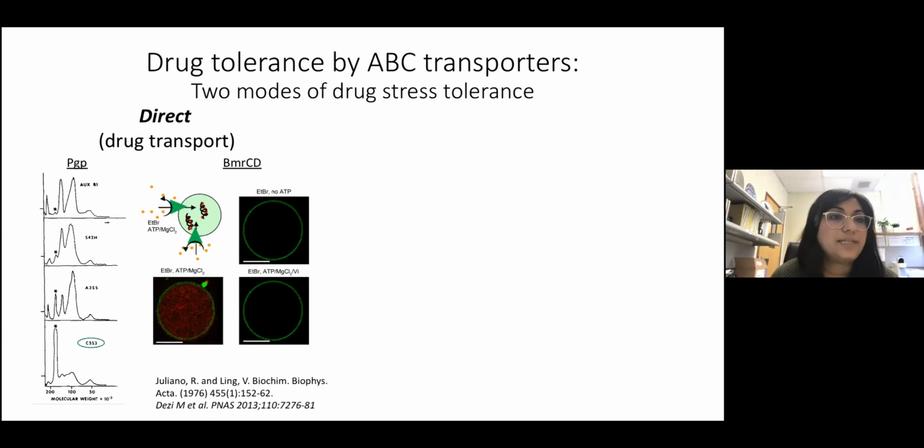Now, BmrCD has been studied heavily as a model system for PGP. And you can see here this direct mechanism of drug efflux, where looking at these giant unilamellar vesicles in the presence and absence of ATP, you can see uptake of the substrate in the presence of ATP, but loss of uptake in the absence of ATP or in the presence of ATP hydrolysis inhibition. And so this is a readily utilized readout for testing the function of ABC transporters, their ability to hydrolyze ATP and their ability to uptake lipid-like molecules in transport assays.